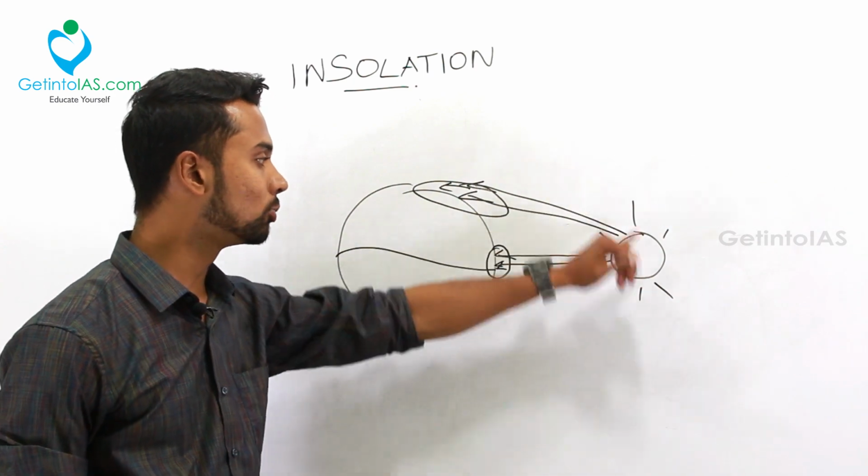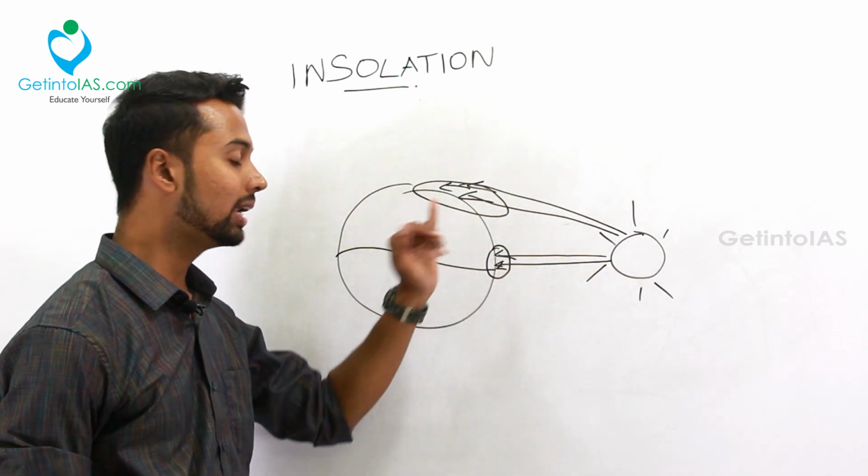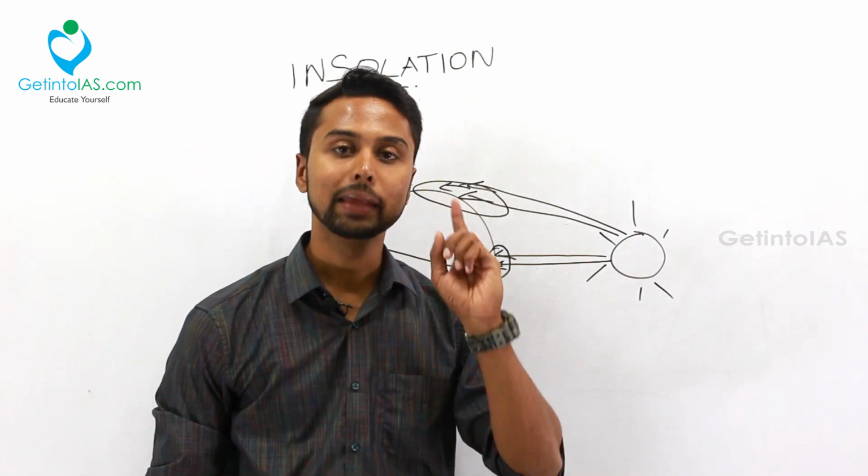So based on this movement of the sun and the angle of incidence, the amount of insolation received by the earth will vary. That is the first factor, angle of incidence.